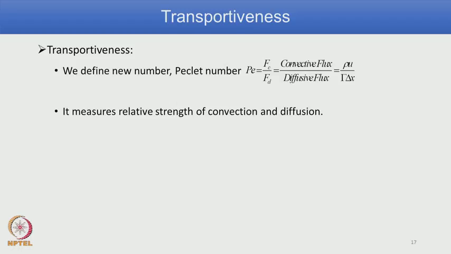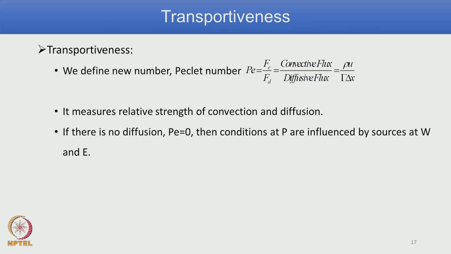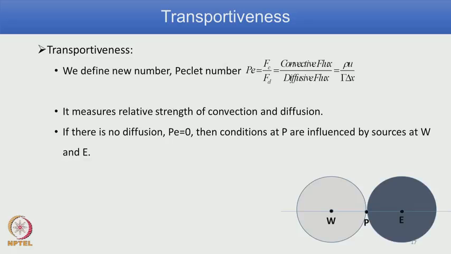So, in any equation, for example the momentum equation, you have a convective term on the left hand side and a diffusion term on the right hand side. Later we will also see in turbulent flow you also have a term equivalent to the convection term and a term equivalent to the diffusion term. So, the Peclet number gives an idea of the role, or the weightage, of convection with respect to diffusion. If there is no diffusion, then the Peclet number goes to 0, and the condition at P, which is a point of interest, is influenced by sources at W and E.